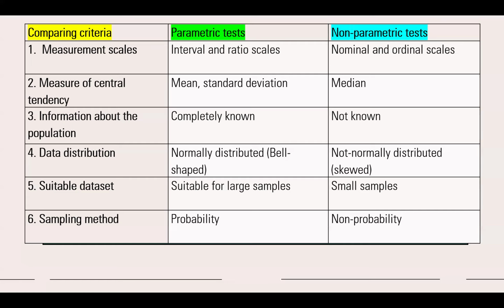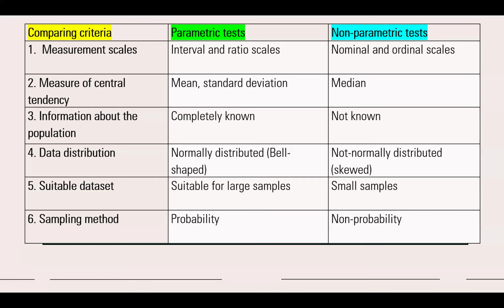In terms of the data distribution, for a data set which is normally distributed, which looks like a bell shape, it is good for you to go for parametric tests. And the ones which are not normally distributed, then it is good you go for the non-parametric test. In terms of suitability, a data set which is large enough with large sample size and large responses is good for you to use parametric tests. If it is small, it will be more suitable for non-parametric tests.